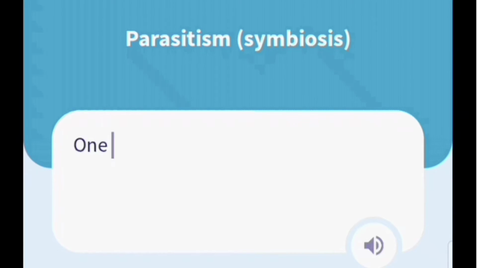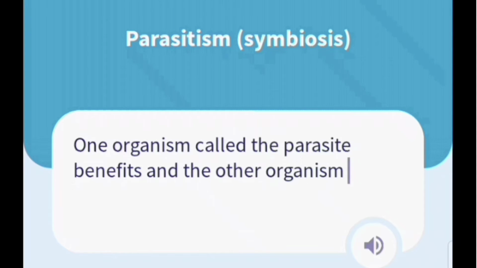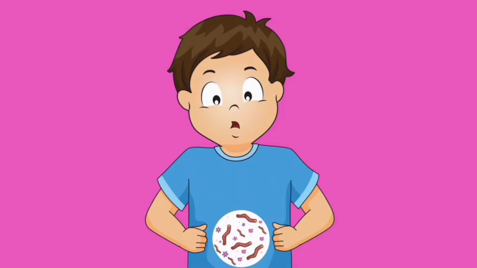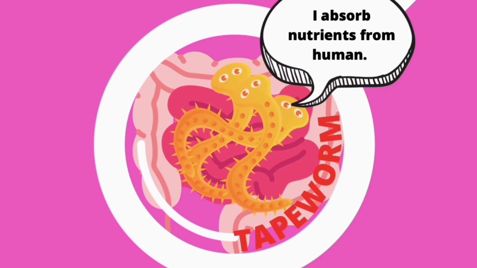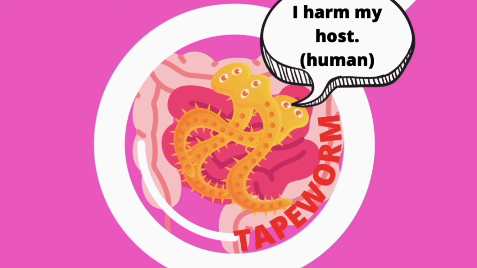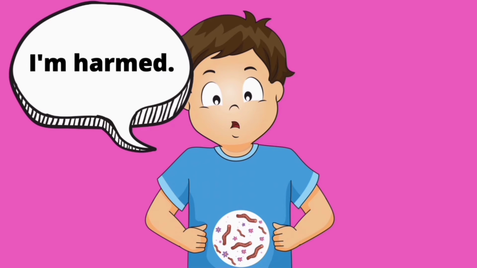Next is parasitism. Parasitism is when one organism, called the parasite, benefits while the other organism, called the host, is harmed. And in this interaction, you have to remember the keywords: parasite and host. The parasite benefits, the host is harmed. This is an example of parasitism. Tapeworms live in the human intestine. They absorb nutrients from humans and are a very common parasite. This parasite harms the human, and the human loses nutrients.